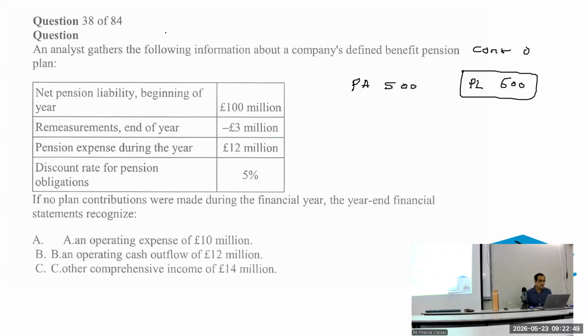Okay, you have to see whether operating expense, operating cash flow, or OCI is 40 million. Okay, go ahead. Just see what would be the operating expense. I give you pension expense.